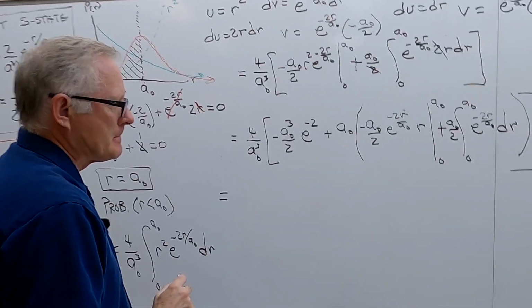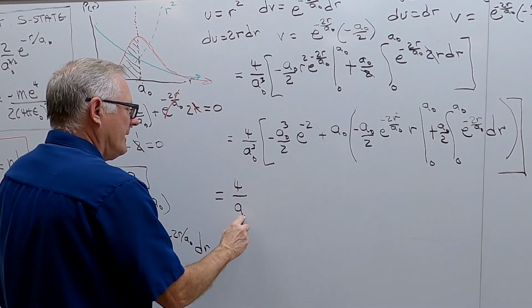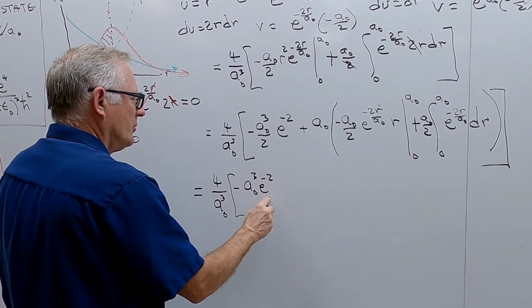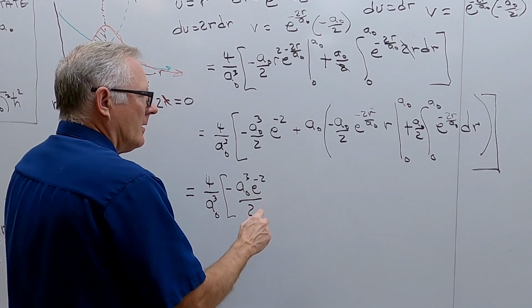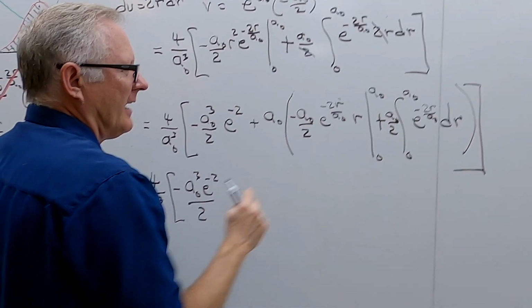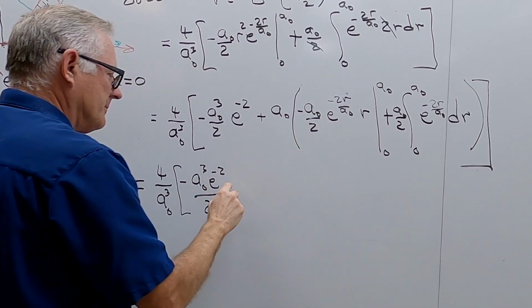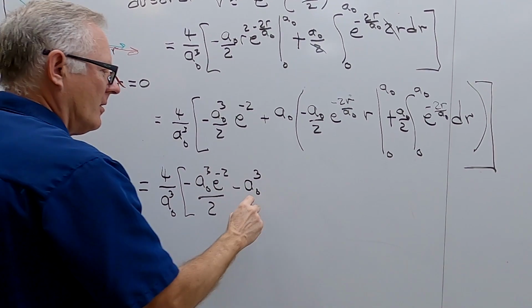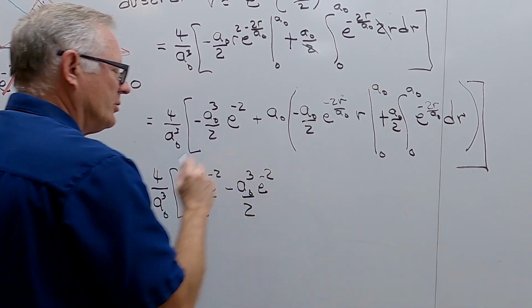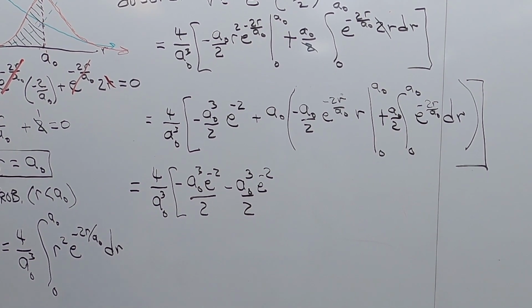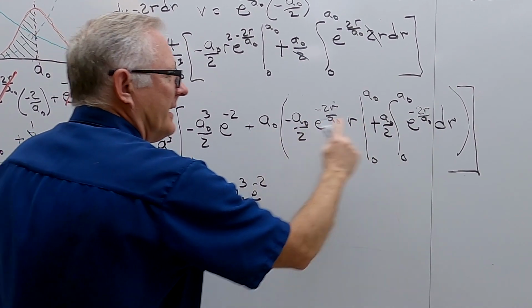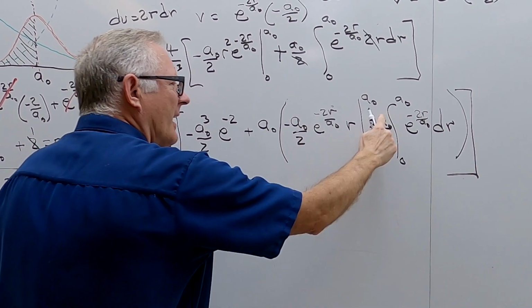Which equals 4 over a naught cubed times minus a naught cubed e to the minus 2 all over 2. And then plugging in 0 gives me a 0, so I just have to plug in the a naught. I get an a naught, a naught, a naught, minus a naught cubed all over 2, e to the, the a naughts drop out, e to the minus 2. Is that exactly the same term? Okay. And then we have this term right here, which is plus a naught squared over 2.